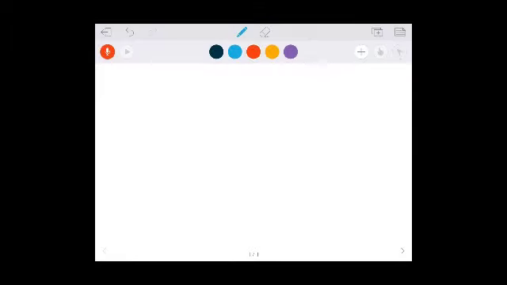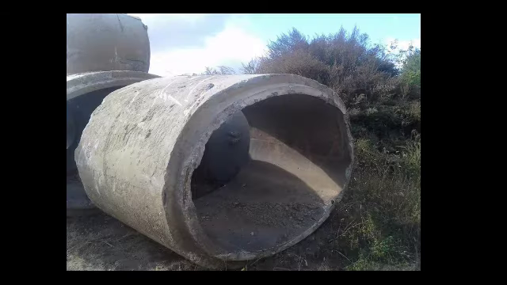All right, so last time we were talking about compound shapes with the ice cream and stacking things on top of each other. Today we're going to be talking about taking things away from the middle of something else. So the best example of this is a pipe, like a big concrete pipe, something like this.